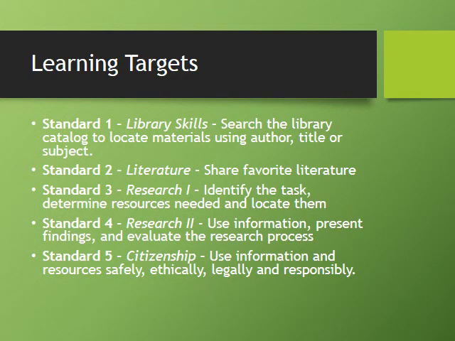Part 1 is identifying the tasks that you have to do, determining where you can get the resources, and then locating them. The fourth standard is the second part of research, where you find the information, present it in a new way, and evaluate the process. And then finally, standard 5 is all about digital citizenship, where you show that you can use information safely, ethically, legally, and responsibly.